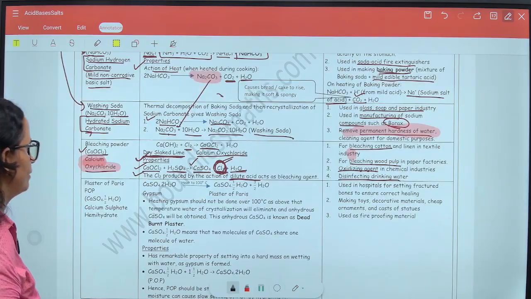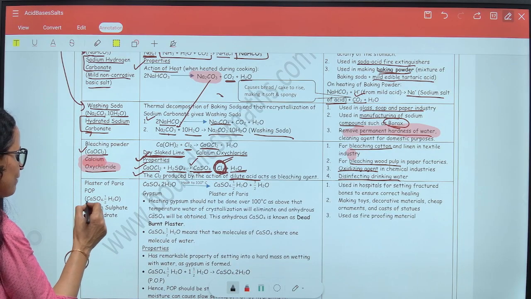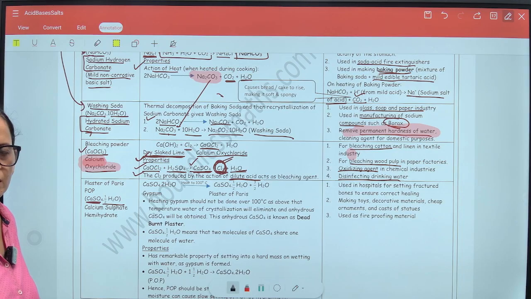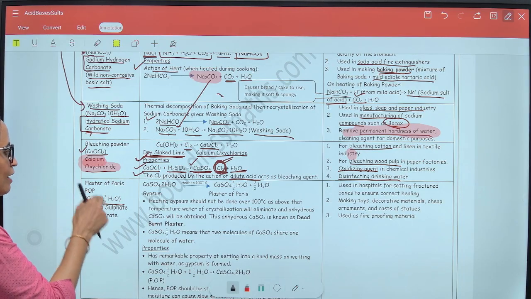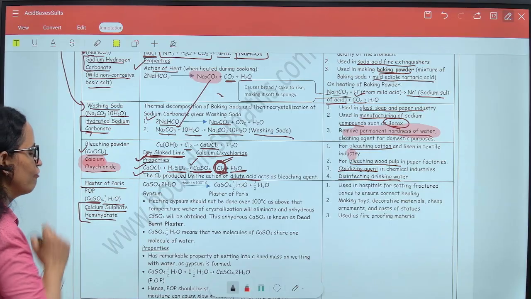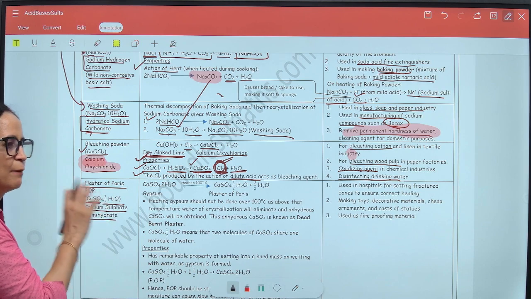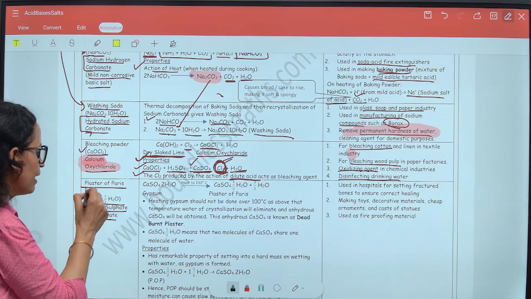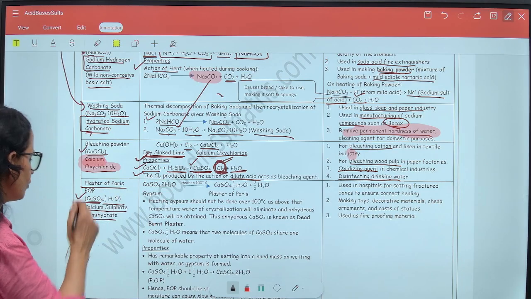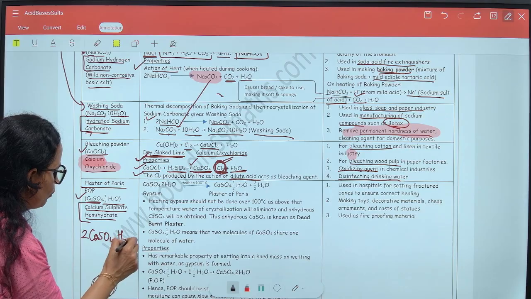Next is plaster of Paris. Now from bleaching powder we got CaSO4. So what is plaster of Paris? CaSO4 dot half H2O. Half is hemi. So calcium sulfate hemihydrate is the chemical name for plaster of Paris. Plaster of Paris is the common name. CaSO4 dot half H2O does not mean that half a molecule of water is attached to CaSO4, but this means two molecules of CaSO4 share just one molecule of water.